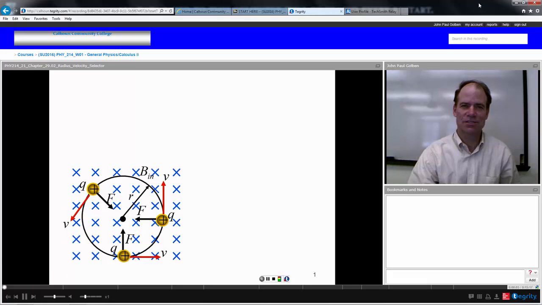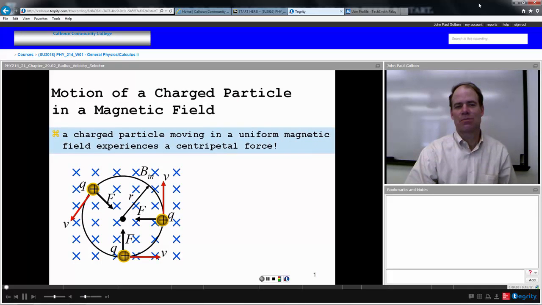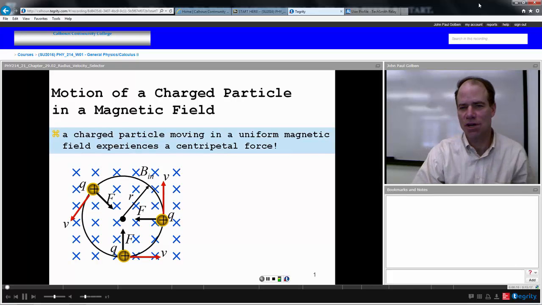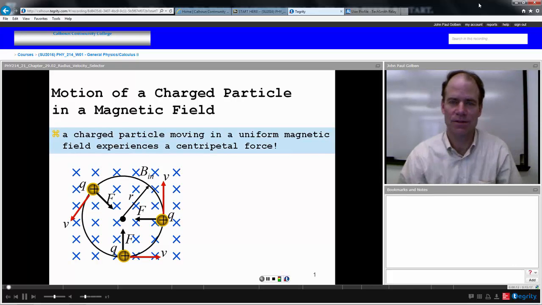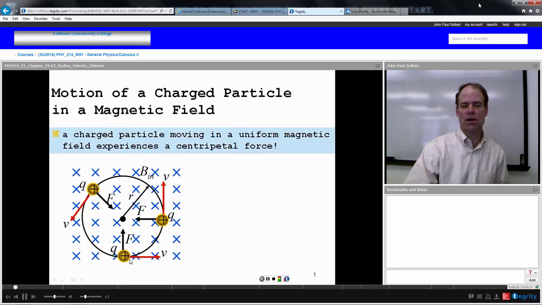Let's have a short lecture to wrap up some ideas about magnetic forces. In particular, what would be the motion of a charged particle in a magnetic field? We know that the force does not increase or decrease the speed of the particle, but it does change its direction. For instance, if you were to look at this diagram here, look at the charged particle on the bottom here.